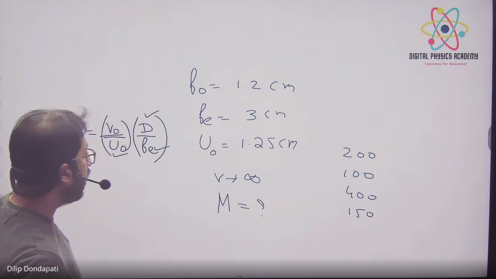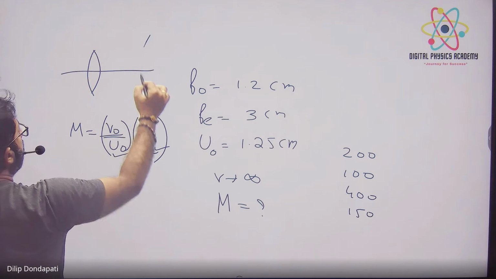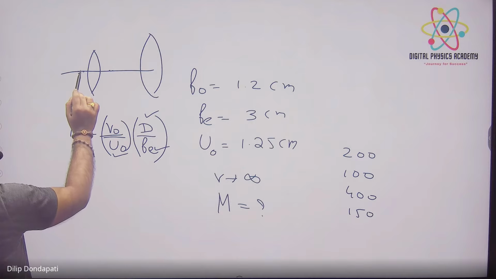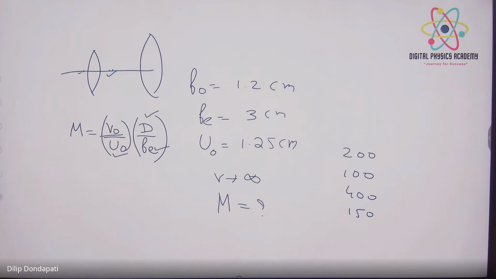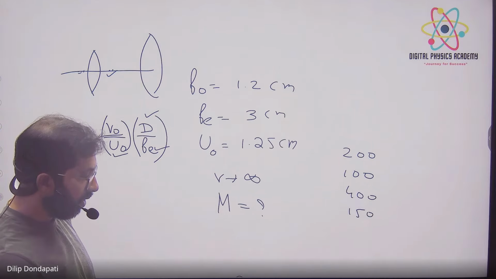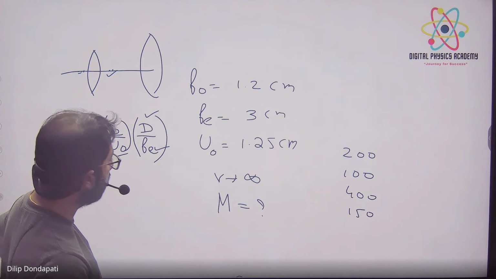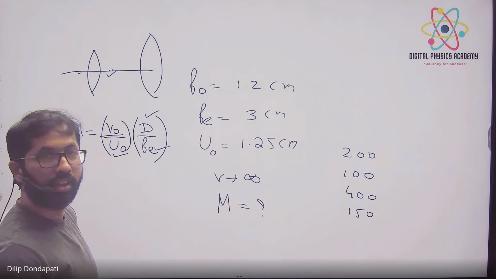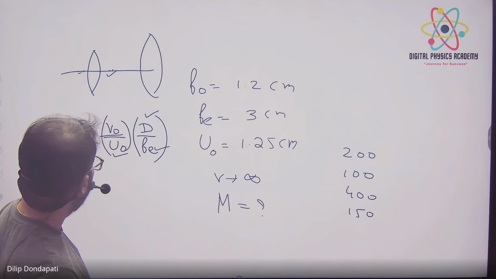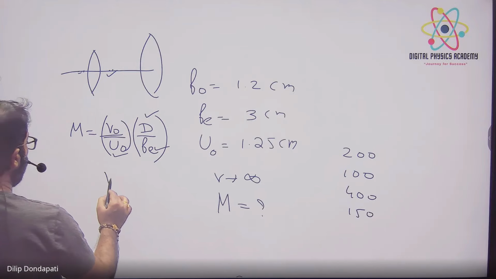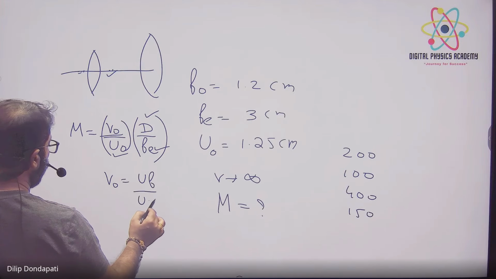VO we will get only for the objective lens, using the lens formula. Then substitute. I used VO by UO is equal to MO, so MO will be F by F plus U, and then into D by FE, but I'm getting the wrong answer. I'll try the VO method once. To get VO you can use the formula UF by U plus F.